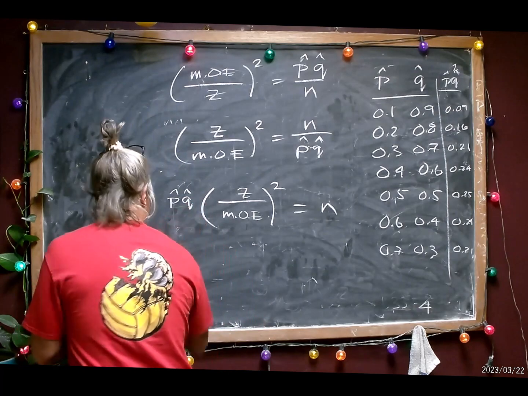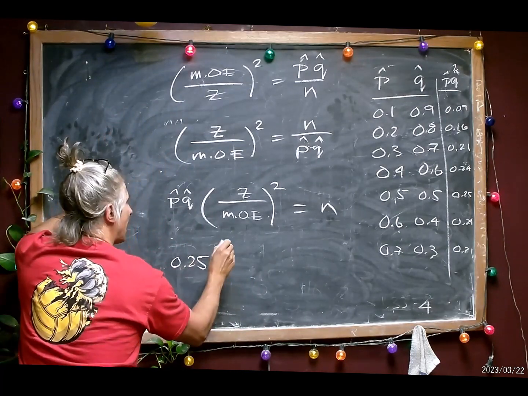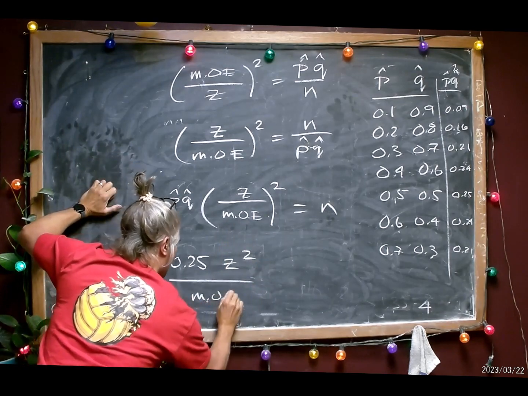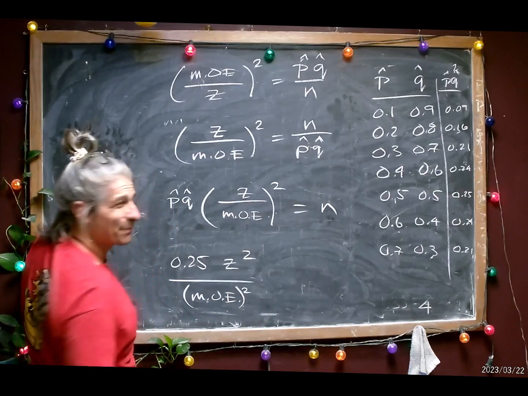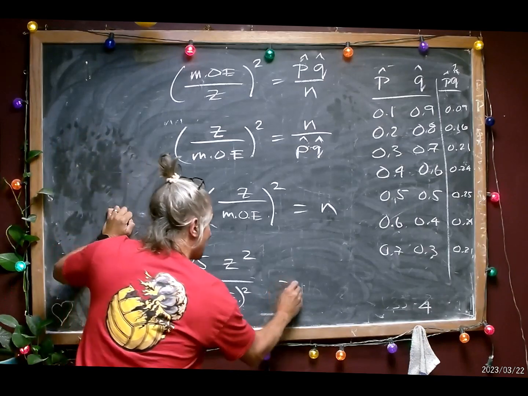So we just change, actually I'm not going to erase it, I'm just going to change it to 0.5 times z squared over the margin of error squared. Yeah, I'm going to put those parentheses back on that. Sorry, it looks weird with the word. You know, the 2 might get lost up there. And that's going to be your sample size.